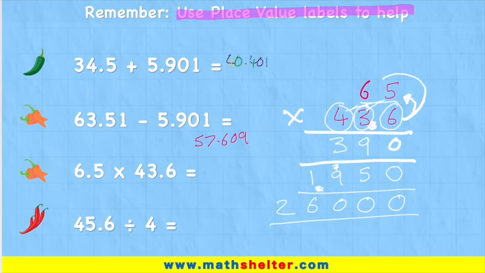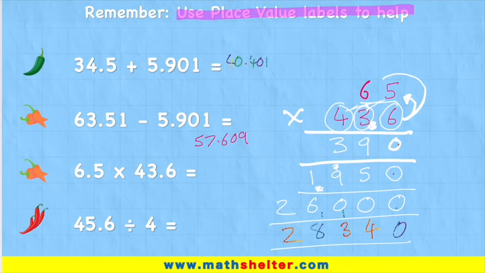Now I just need to add this all up, and I have 0, 0, and 0 is 0. 9 plus 5 is 14. 3 plus 9 is 12, plus my 1 is 13. 1 plus 6 is 7, plus my 1 is 8. And 2 on its own is 2. So my answer is 28,340, but not quite, because don't forget I ignored 2 decimals.